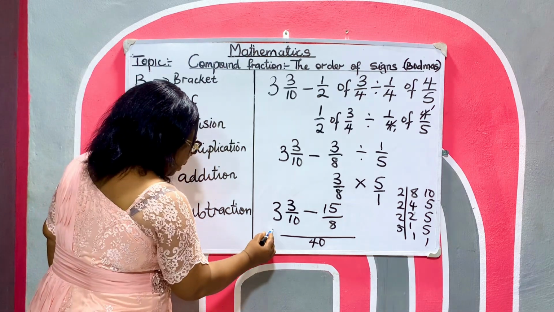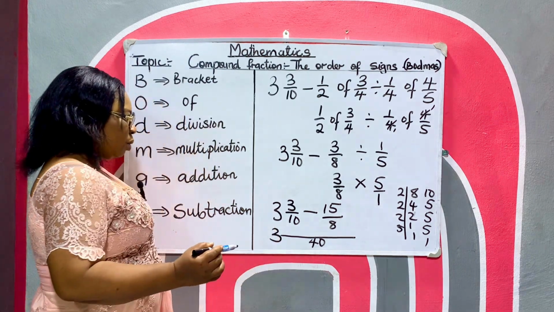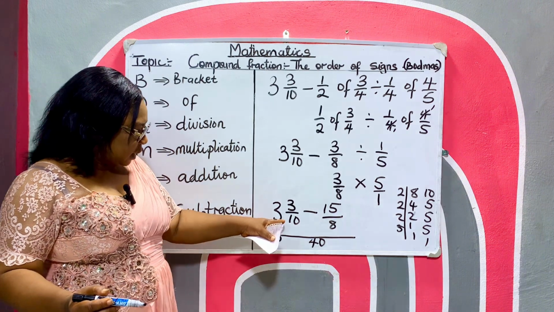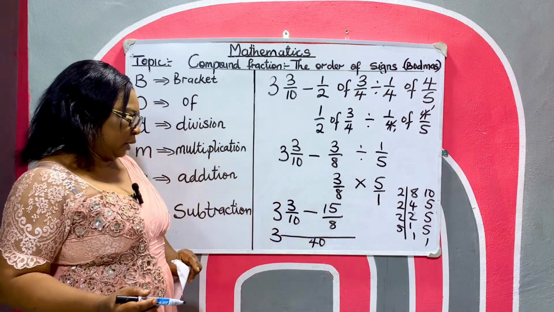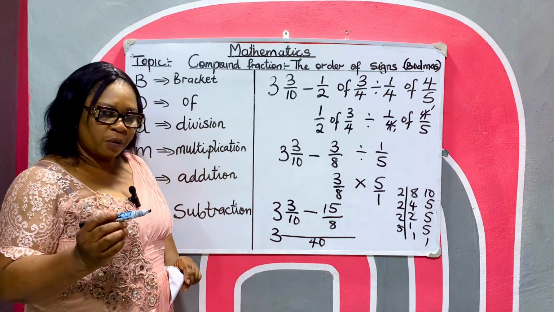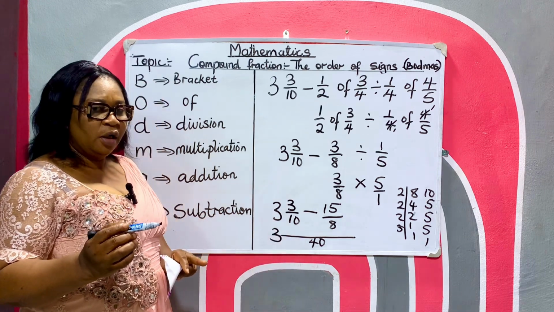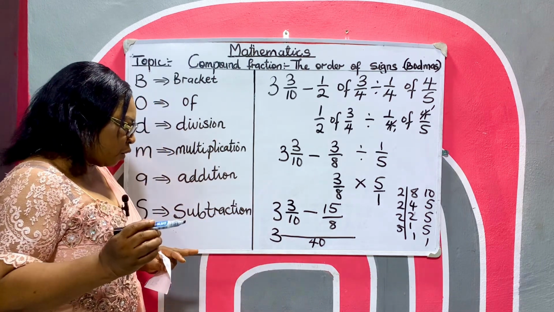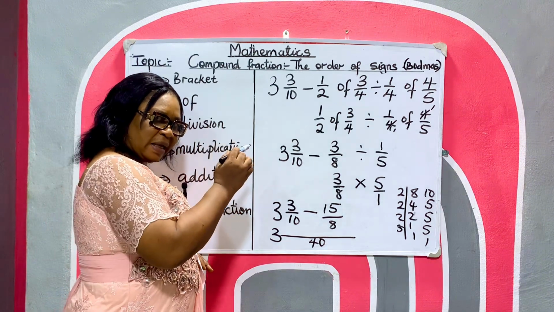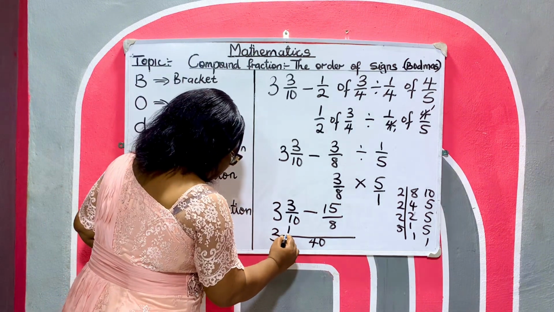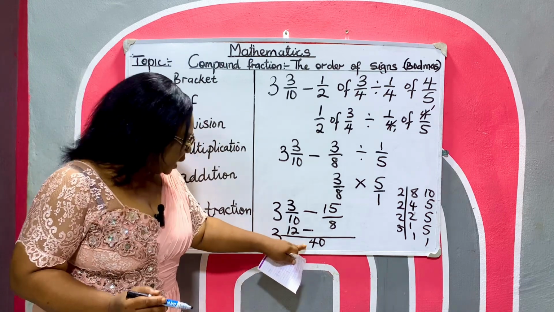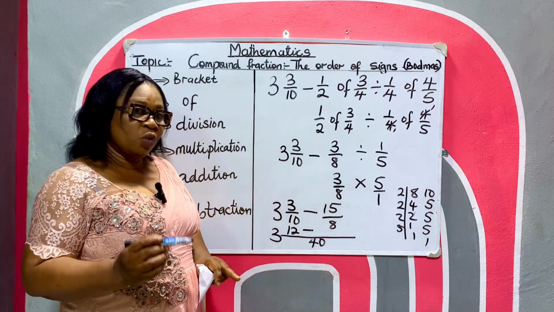And remember the whole number is here. 40 divide 10 will give me 4. 4 times 3 will give me 12. Good. 40 divide 8 will give me 5.